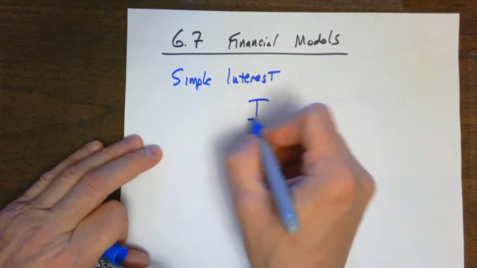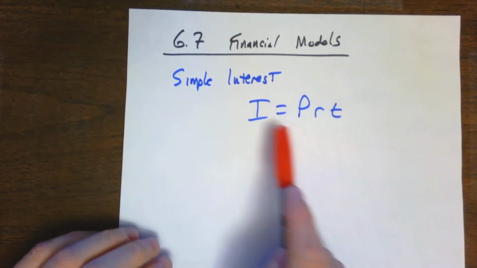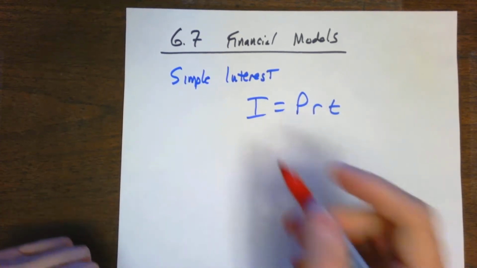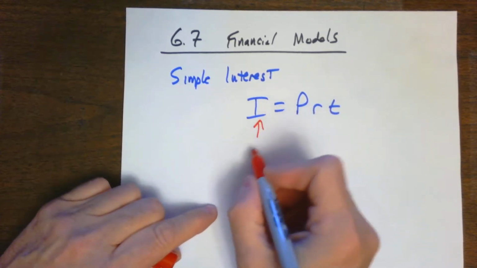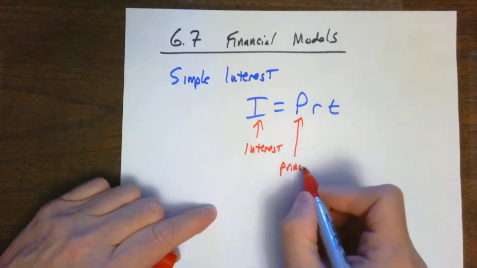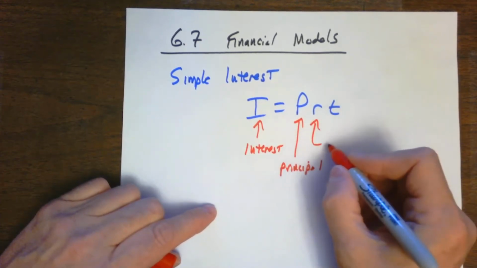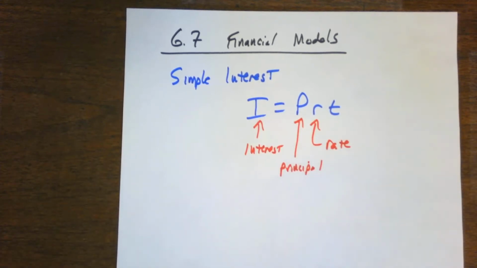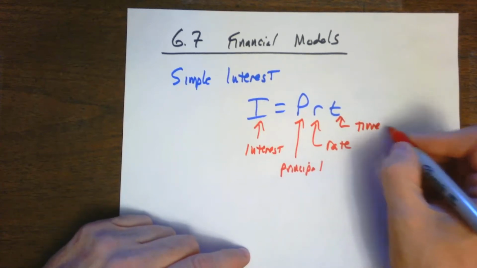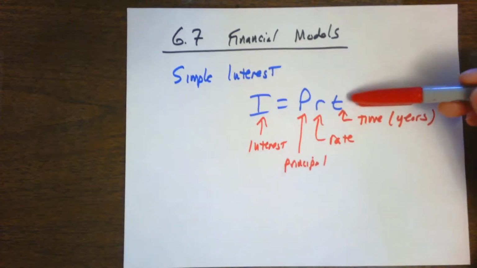And here's the formula. I equals PRT. And it's not by accident that I'm using a capital I, a capital P, a lowercase r, and a lowercase t. The capital I here, this is the interest. The capital P is what we call the principal, or the initial amount. The R is the rate, and the T is time, usually in years.